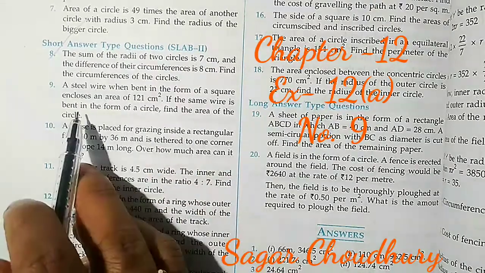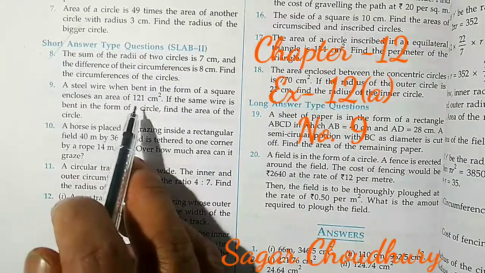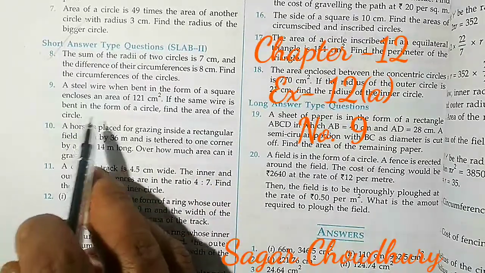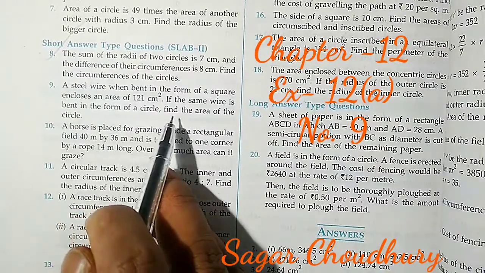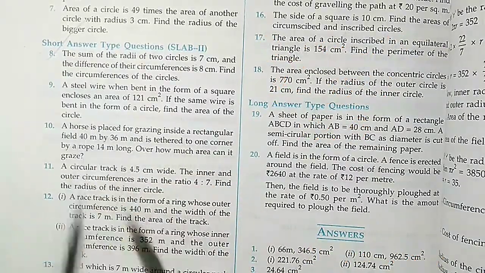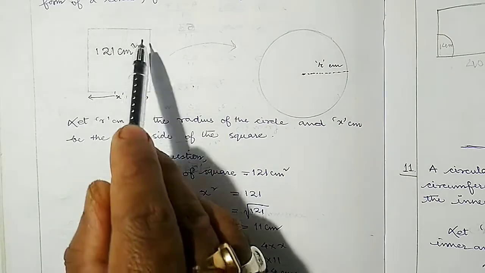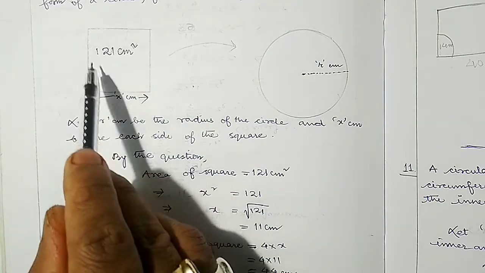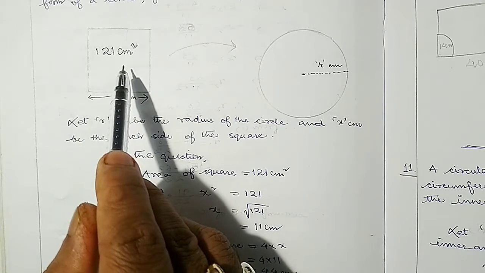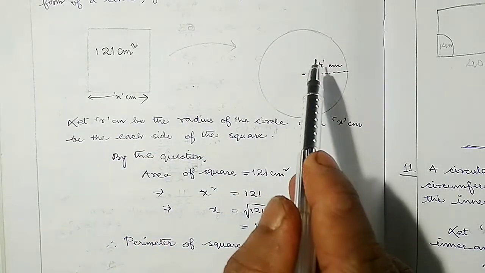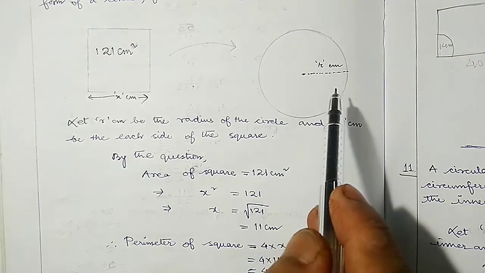In question number 9, it is given that a steel wire, when bent in the form of a square, encloses an area of 121 centimeter square. If the same wire is bent in the form of a circle, then find the area of the circle. As given in the question, a steel wire, when bent in the form of a square, encloses an area of 121 centimeter square. If the same wire is bent in the form of a circle, then we have to find the area of the circle.